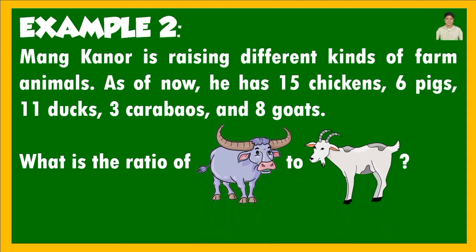What is the ratio of carabaos to goats in fraction form? So number of carabaos, 3. Number of goats, 8. So that is 3 over 8 or 3/8.